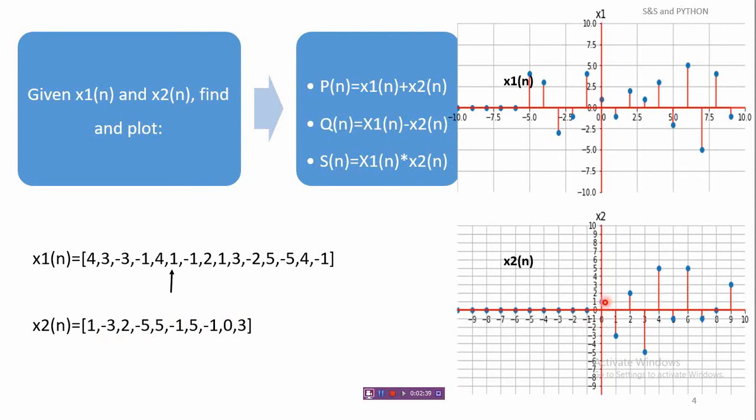And at 0 its value is 1, and at 1 it is minus 3, and at 2 it is 2, at 3 it is minus 5, at 4 it is plus 5, at 5 it is minus 1, at 6 it is plus 5, at 7 it is minus 1, at 8 it is 0, and at 9 it is plus 3.